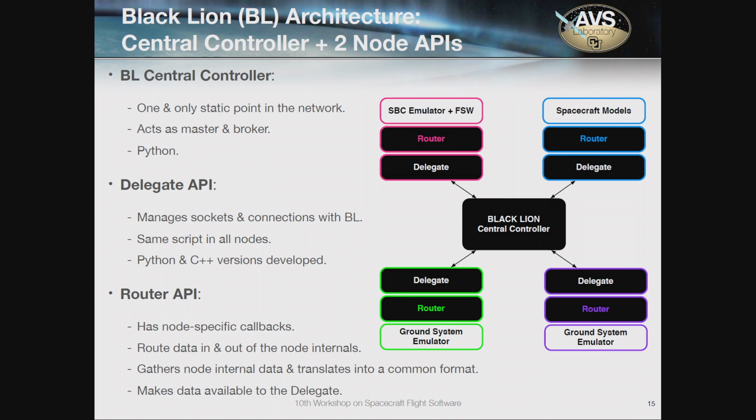The first API we find is the delegate, and essentially it manages sockets and connections with Black Lion. It's the same script in all nodes, and we have developed and integrated Python and C++ versions as required by the internal scripting language of each node. And the second API we find is the router, which essentially has specific callbacks in order to route data in and out of the node internals.